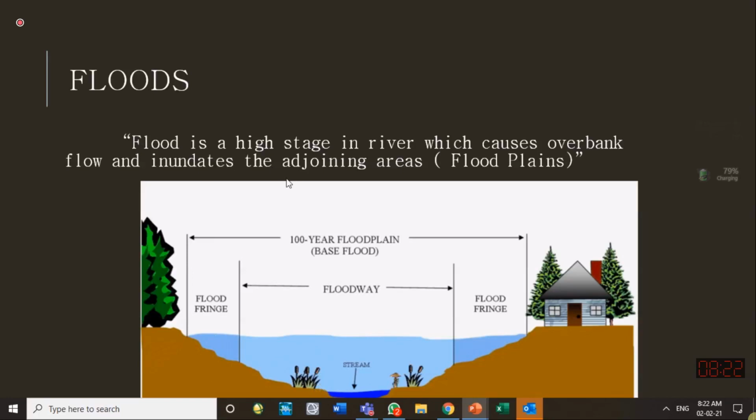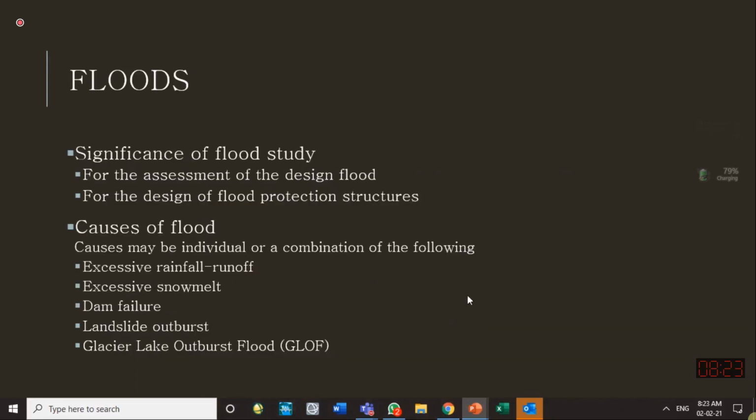So what is a flood? When there is a high stage in the river, and how high? When it is above the bank of the main channel of the river, we say this is flooding. There are different causes of floods. Some of them you already know. For example, excessive rainfall: you can understand if it is there, the flooding will be there.